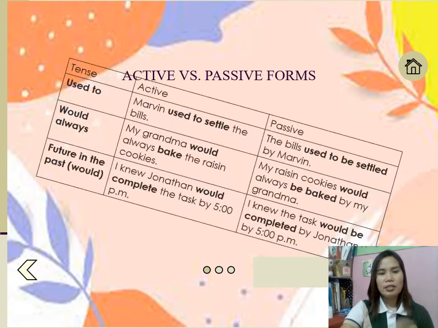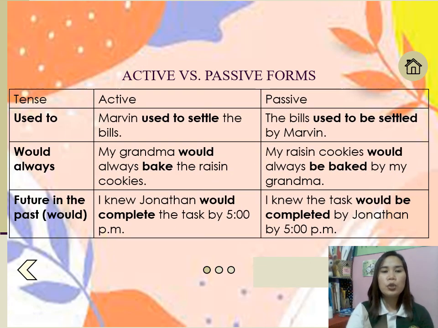I think this is the last. The tense is used to. Marvin used to settle the bills. Used to settle will become used to be settled. Would bake will become would be baked. And future in the past, would complete will become would be completed.